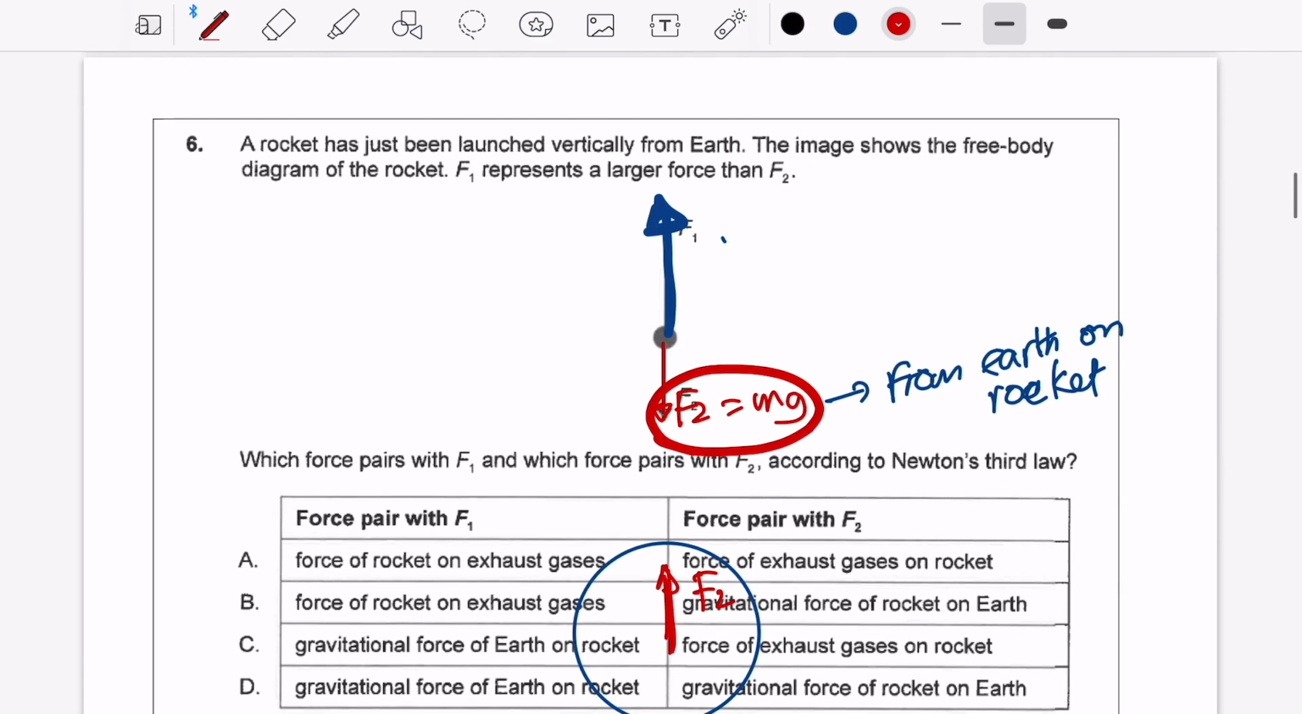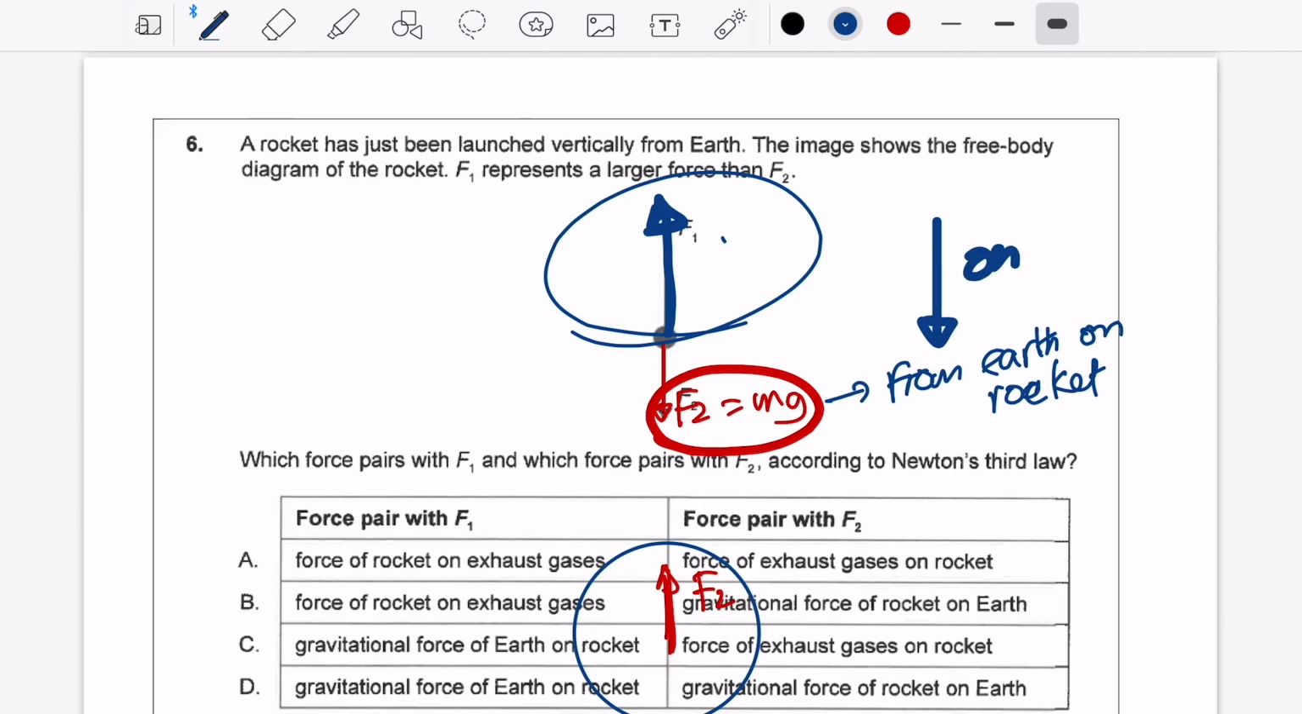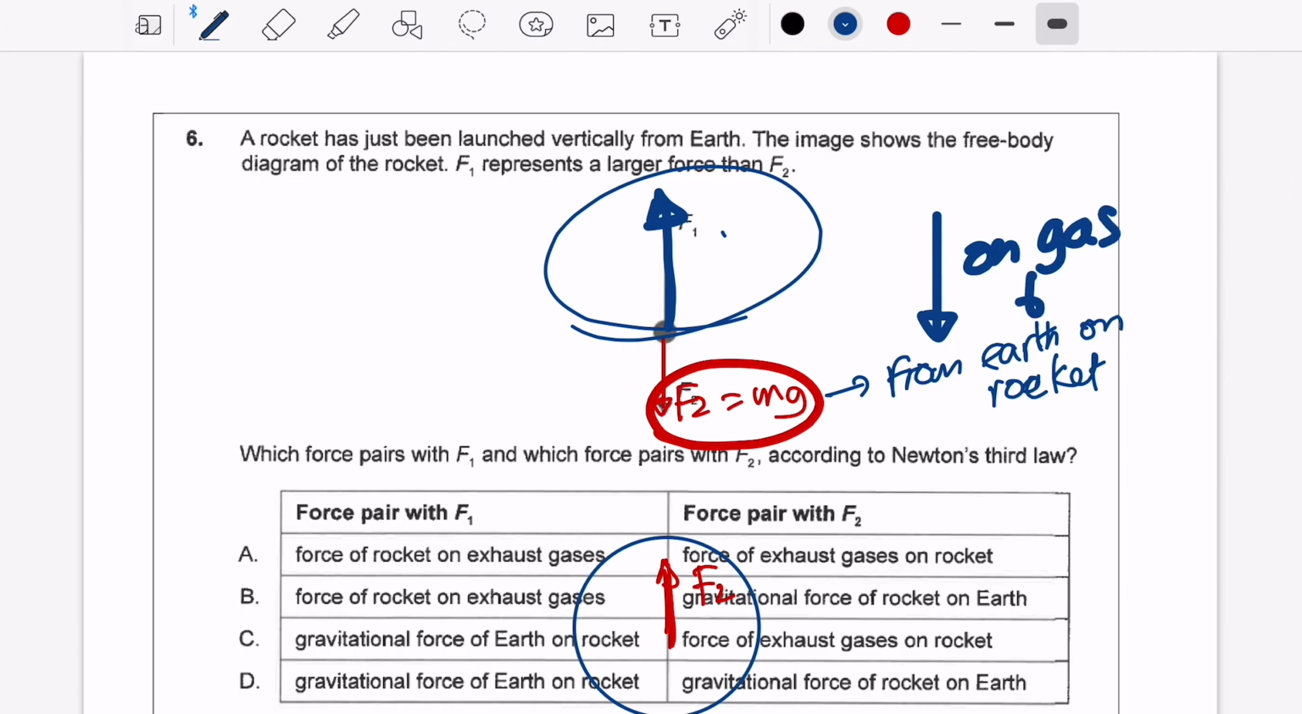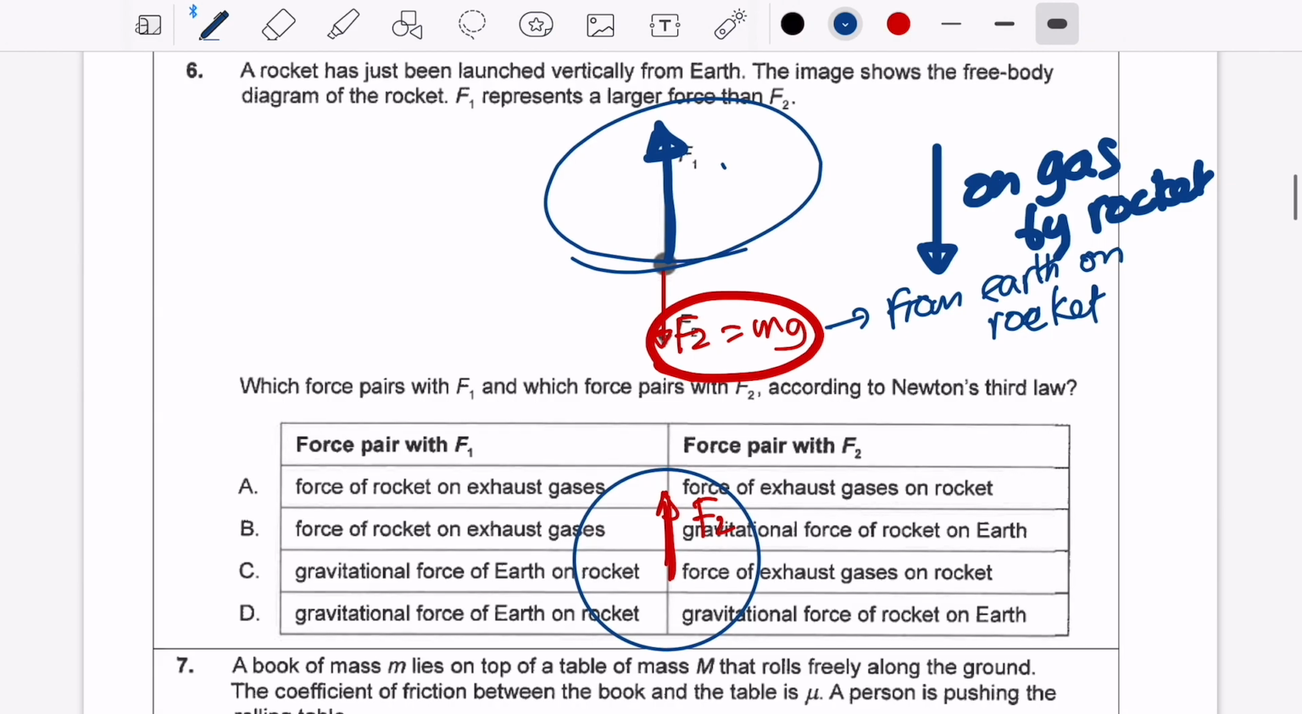Now you can ask, what about this one? Because this is coming from the air, because the exhaust gas is being pushed down by the rocket, so the same force should act on the gas by the rocket. So these are the answers.